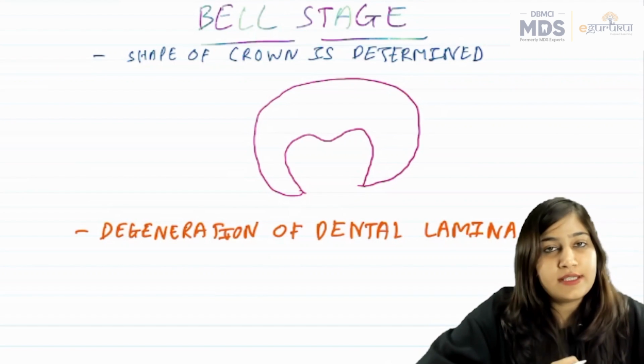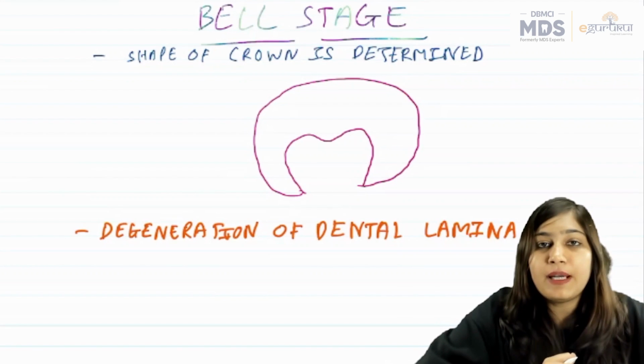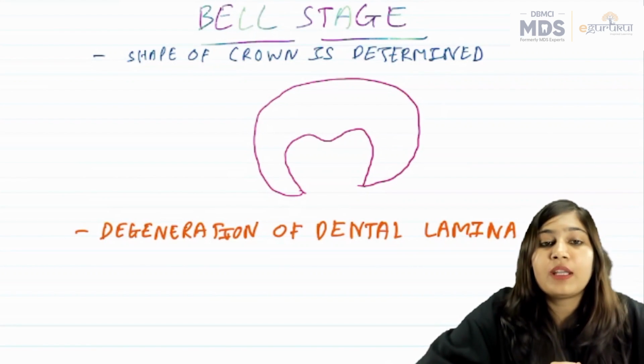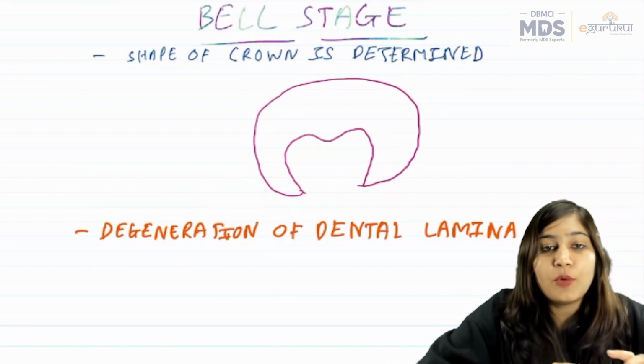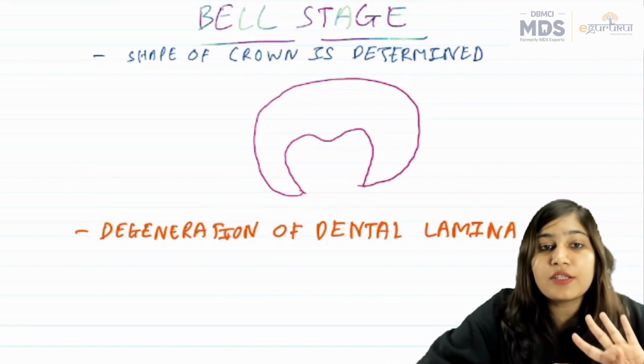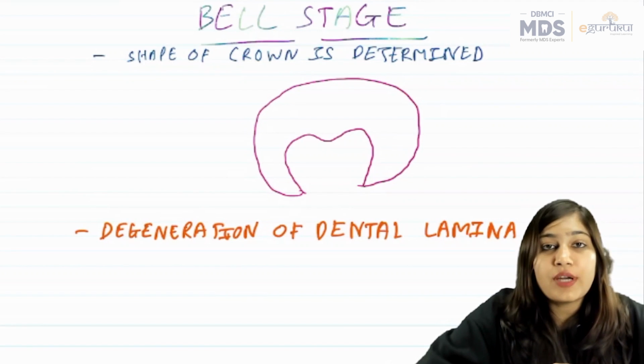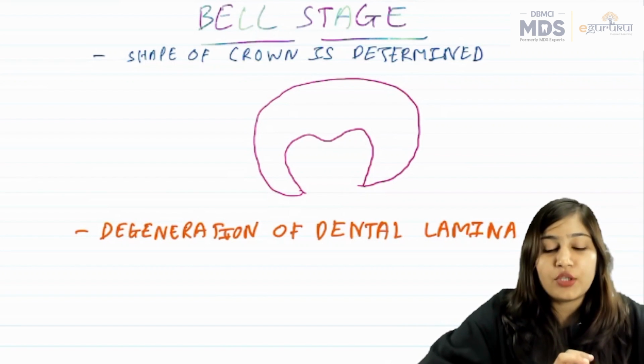Now, three layers were present in the cap stage: inner enamel epithelium, outer enamel epithelium, and stellate reticulum. Only three. But in case of bell stage, four layers will be present. One more layer will be stratum intermedium, which will be present between the inner enamel epithelium and the stellate reticulum.